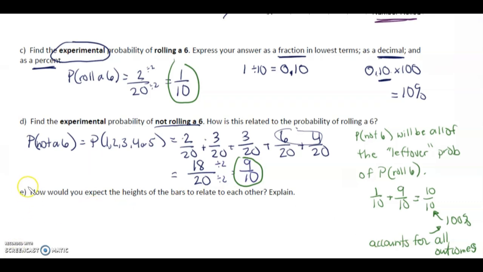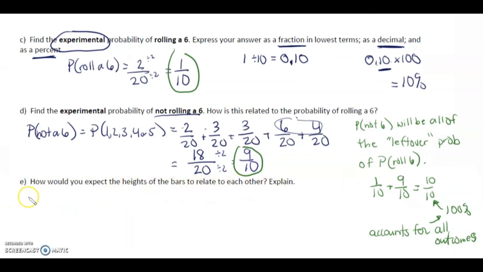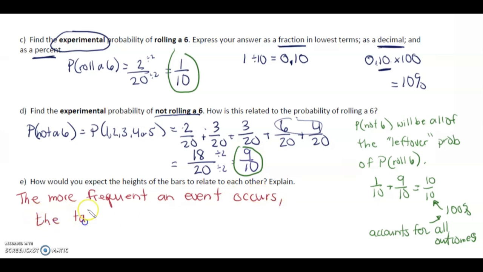Okay, and how would you expect the heights of the bars to relate to each other? Okay, so I'm going to say the more frequent an event occurs, the taller the bar. And then in turn, the less frequent the event occurs, then obviously the shorter the bar.